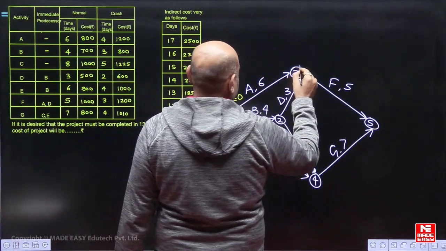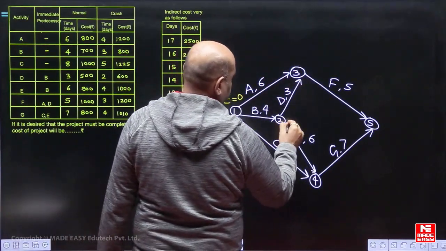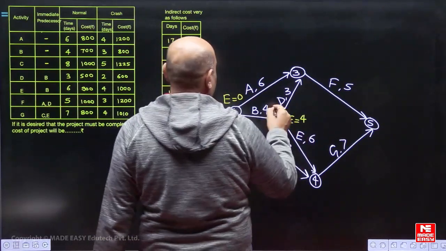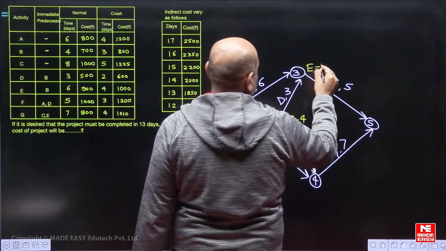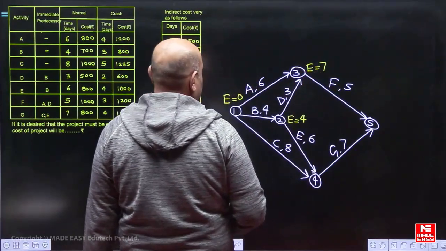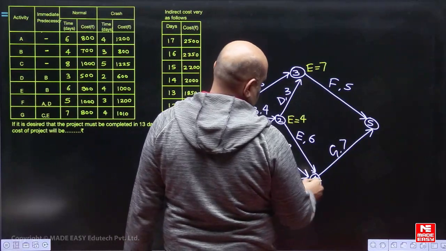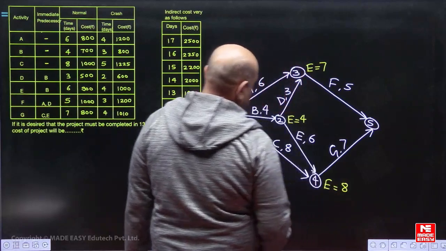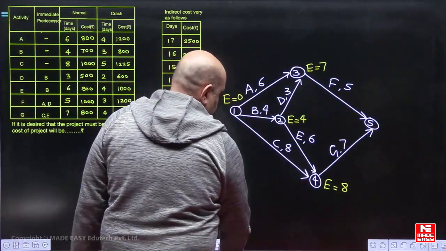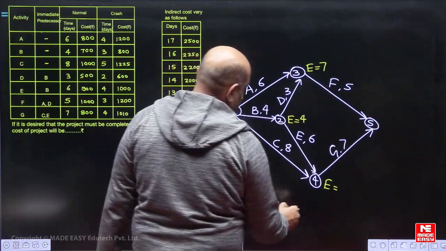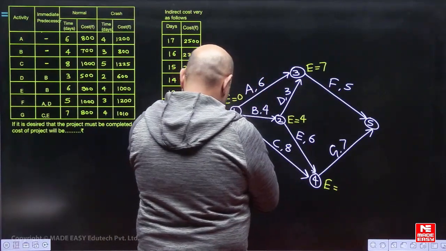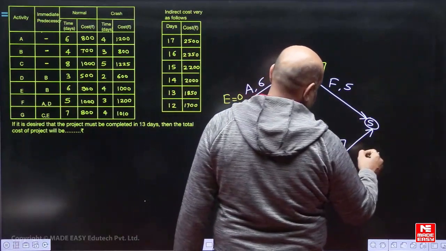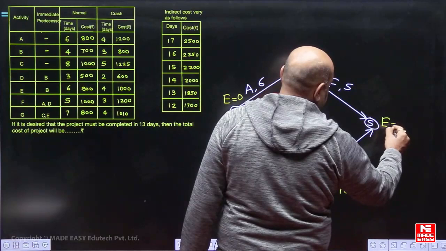0, 4, 7. 4 plus 6, 10, and 0 plus 8, 8. The maximum value is 10. 7 plus 5, 12. 10 plus 7, 17. The maximum is 17.